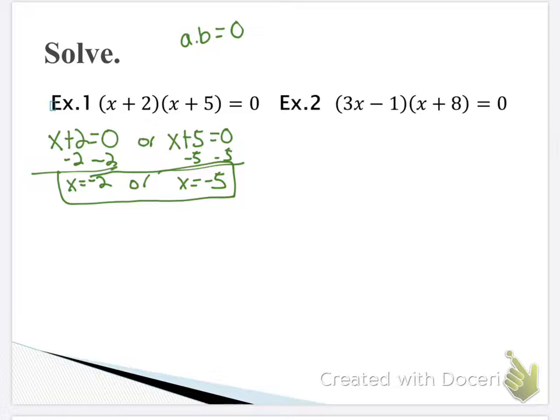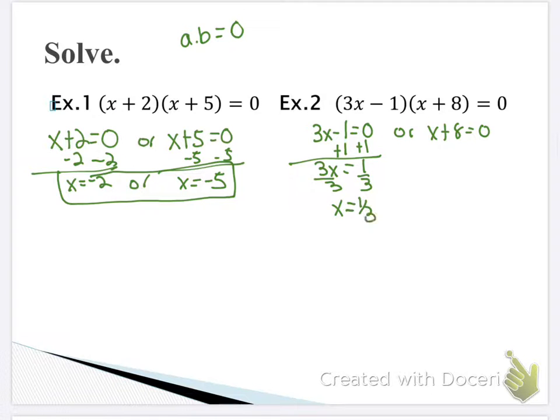We're going to do the same thing over here. You break this in half. You have 3x minus 1 equals 0 or x plus 8 equals 0. We've got to get x by itself, so I'm going to add 1 to both sides. So we have 3x equals 1. We're going to divide by 3 to get x by itself. x equals 1/3, or subtract the 8, x equals negative 8. So you have two options that would satisfy the solution.